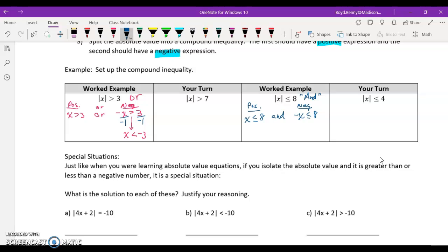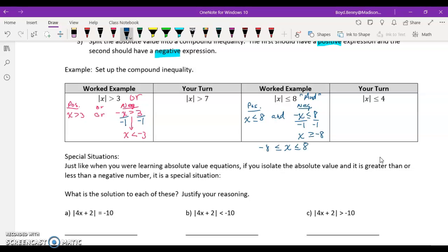Over here we need to solve it. So we will divide by -1 again. Don't forget to flip the inequality symbol. And so we see that x is greater than or equal to -8. Now if we put this together in one complete statement, we would have -8 is less than or equal to x is less than or equal to 8.